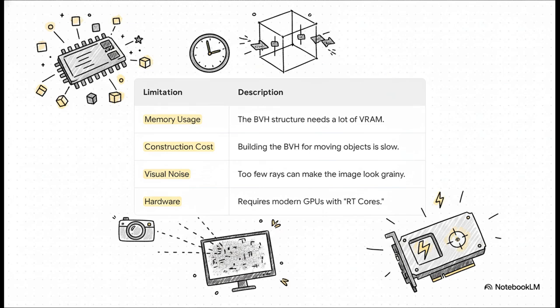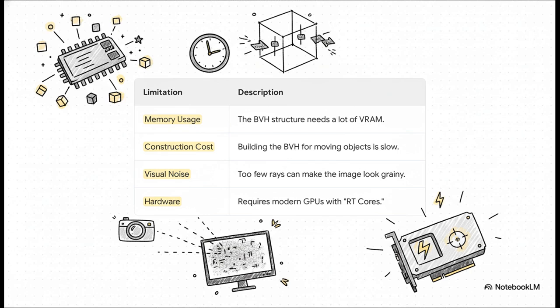First up, memory usage. That whole map of boxes, the BVH, has to be stored somewhere, and it eats up a ton of super fast video RAM. Then there's the construction cost. Building that map in the first place takes time, and it's especially slow and tricky for things that are moving around, like characters or cars. You also get something called visual noise. If the computer doesn't have enough power to shoot out tons of light rays, the image can start to look kind of grainy or speckled.